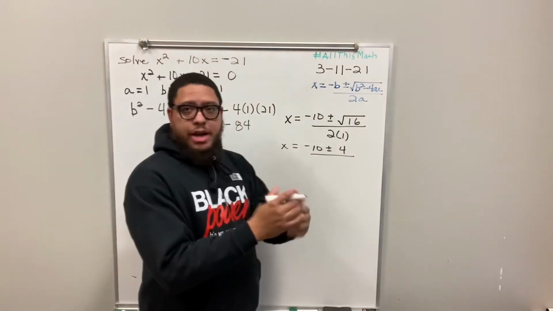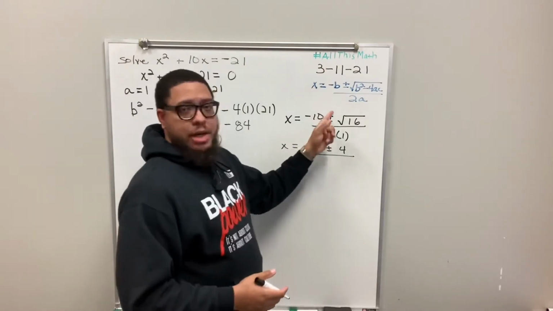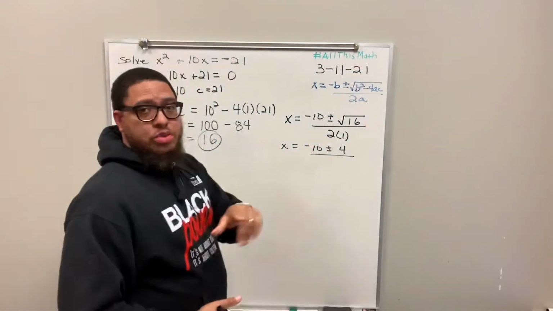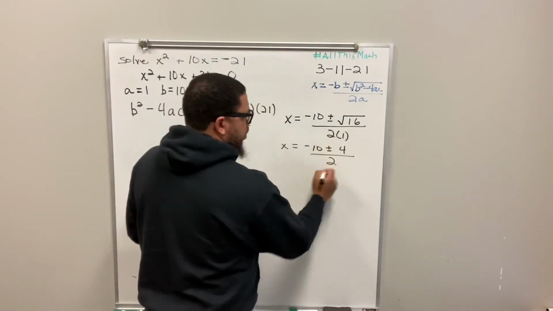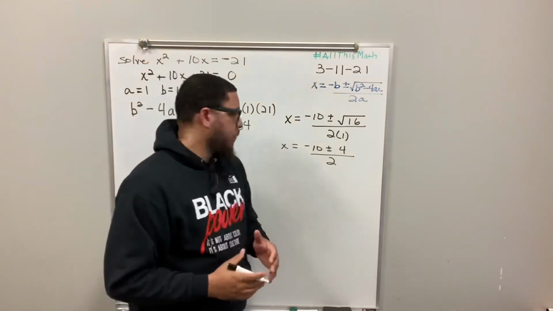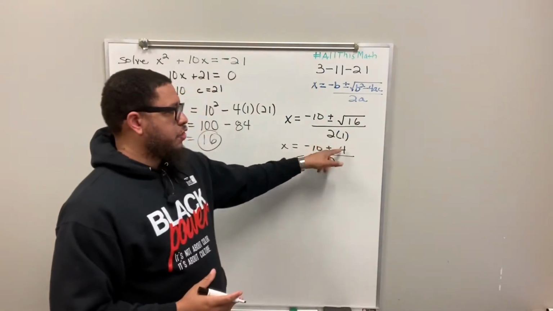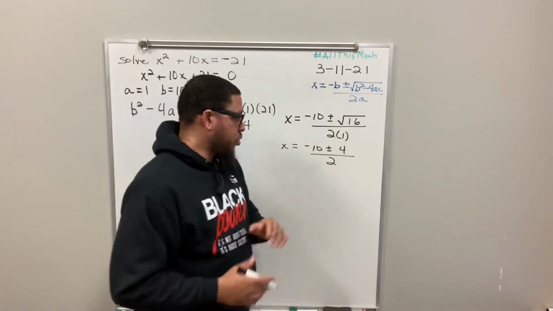So instead of having to write it out 2 separate times in 2 separate ways, I could just use the plus or minus sign, all right? And I'm going to show you how to use that in 1 second. Now, in the denominator, 2 times 1, that's going to be 2. Now, here's where we get our actual answers. I use the plus sign first, and then I divide by 2 to get one of my answers. So it looks like this.